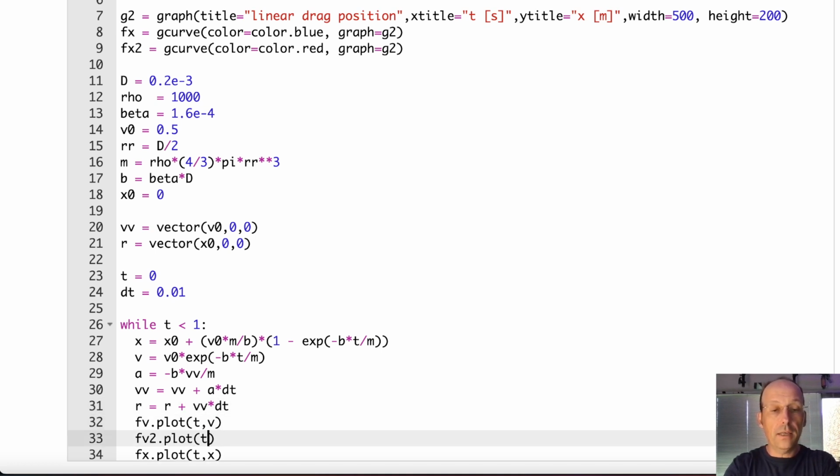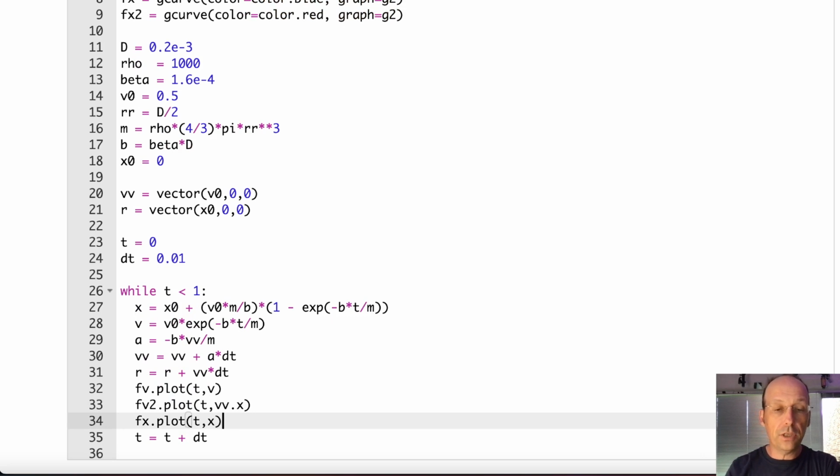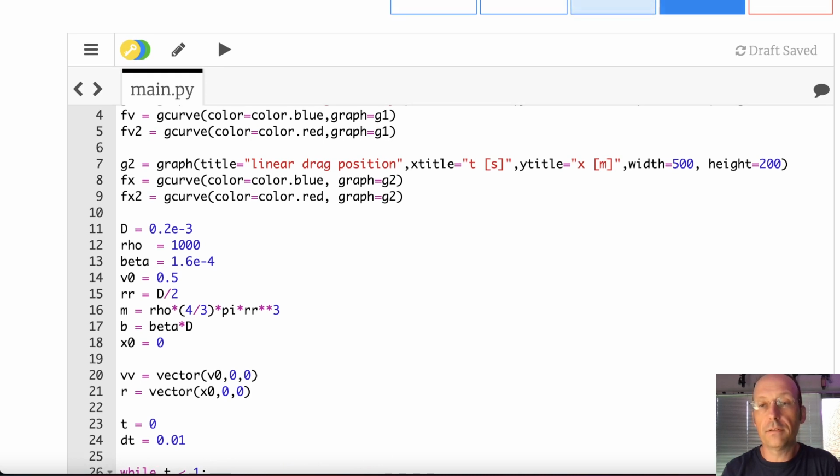fv2 dot plot t. I can't plot vv. vv is a vector. I can't plot that. I can plot the x component of that, so that's going to be vv dot x. And then same for the position: fx2 dot plot t, r dot x. That's it. I should save it, and then I should run it.